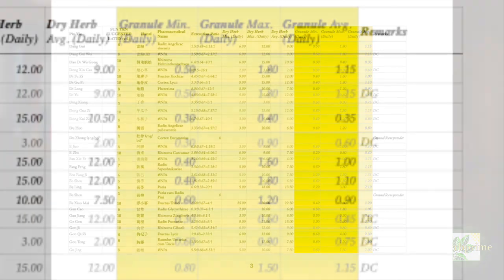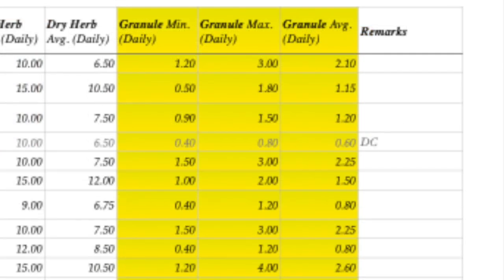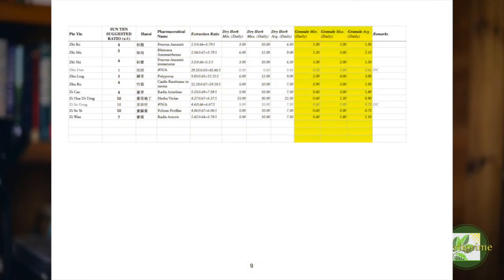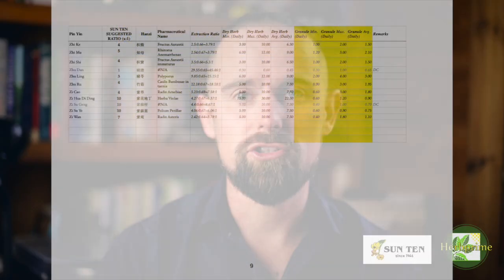These columns here are the recommended minimum, maximum, and average daily dosage for each herbal granule. This figure is arrived at by gathering together many different strands of information. The concentration ratio, the extraction ratio, the recommended dried herb daily dosage, but most importantly, the clinical experience of doctors who have been prescribing granules.